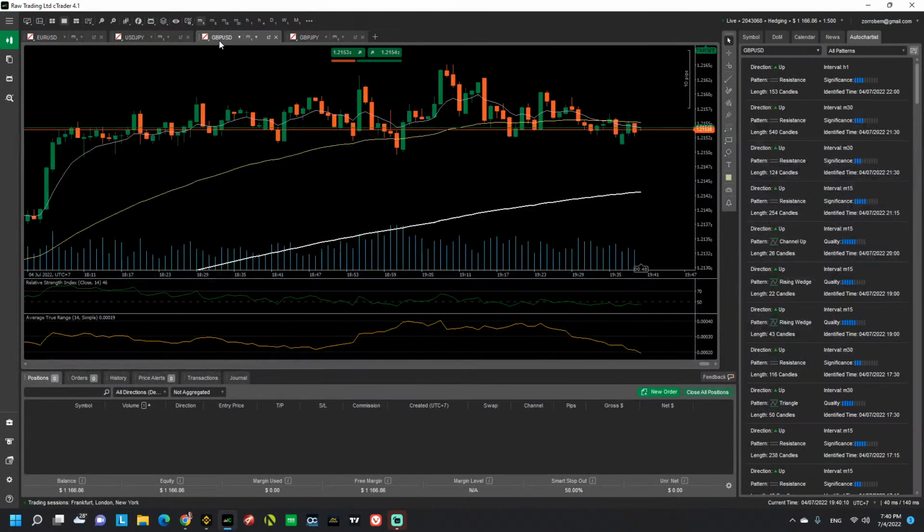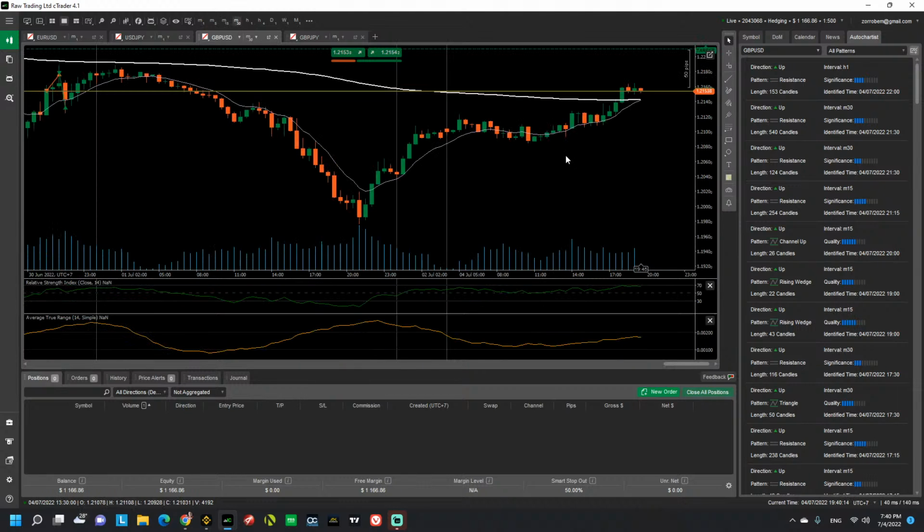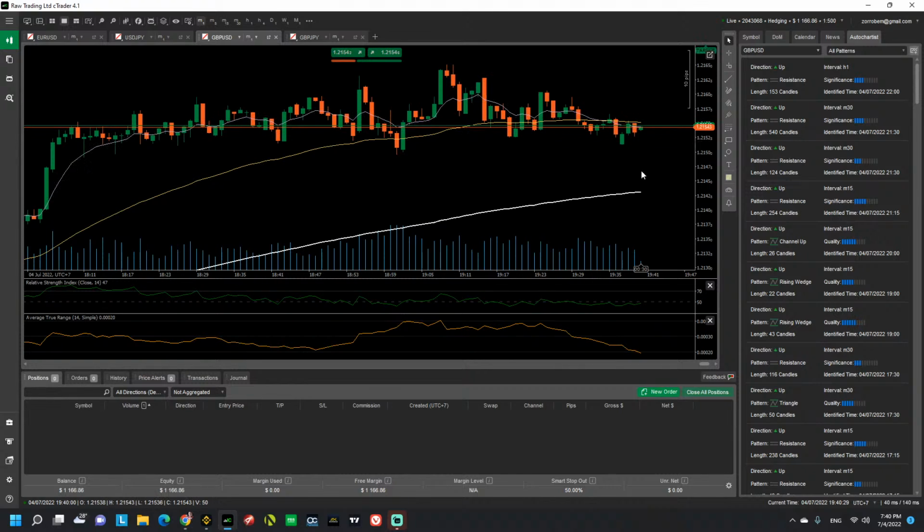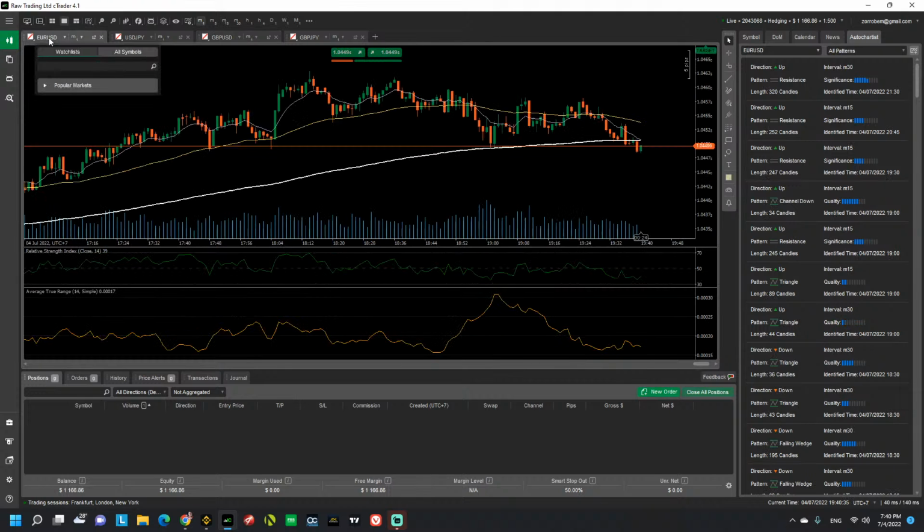Pound USD. Okay, it just broke the 200 moving average. So there might be a continuation upwards or going down to test the 200 moving average. Yeah, here it might go down to this 200 moving average. Let's go back. Let's see first the euro. Yeah, it broke a little bit.